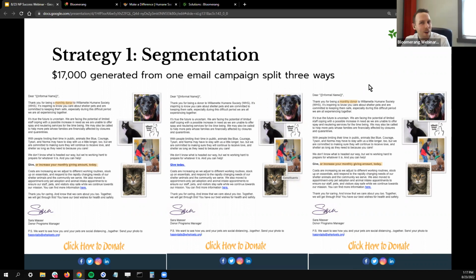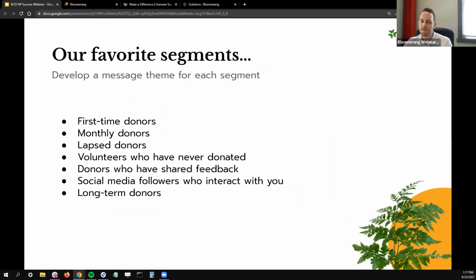So instead of just replying all to everyone in your donation base, or sending to everybody in your database all the time, segment those communications and add in words that are key to the segment you're sending this mail to. So some examples of segments.